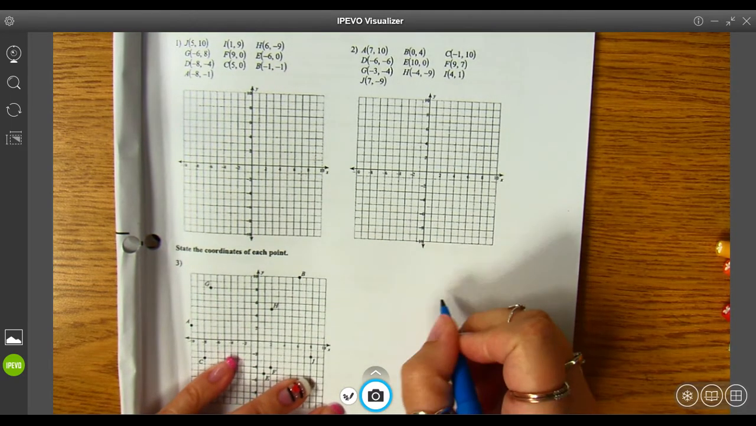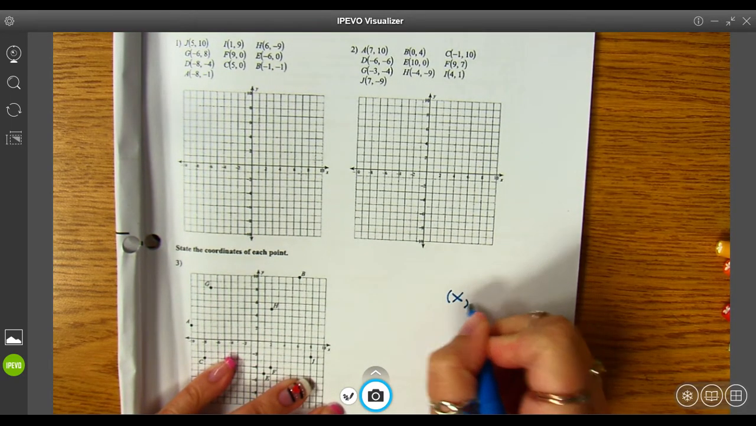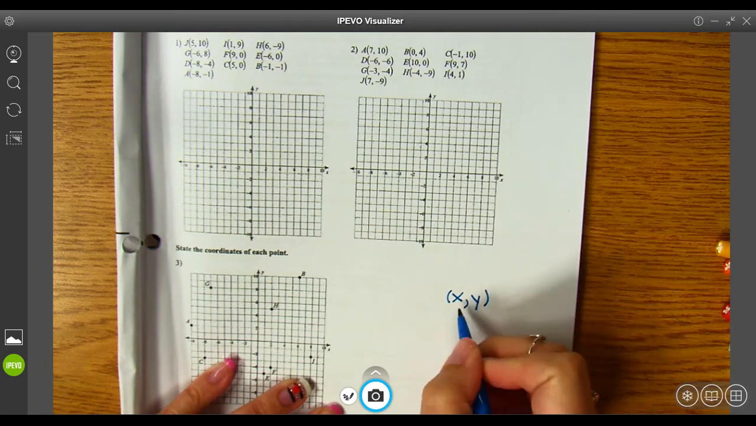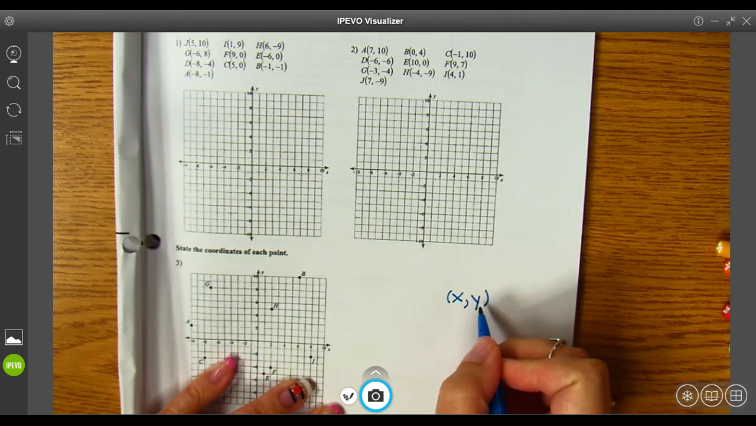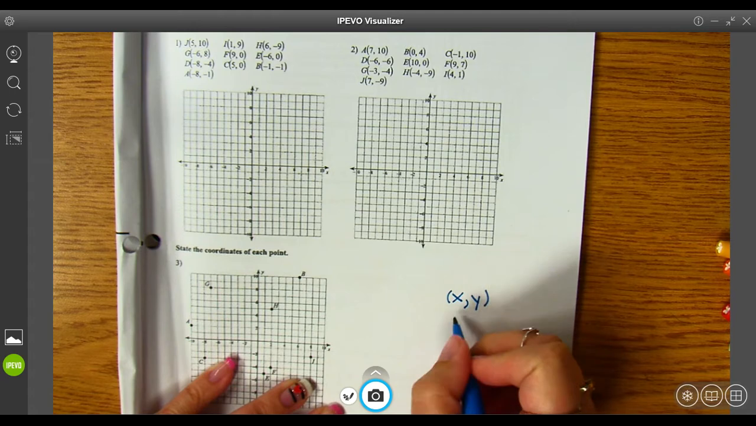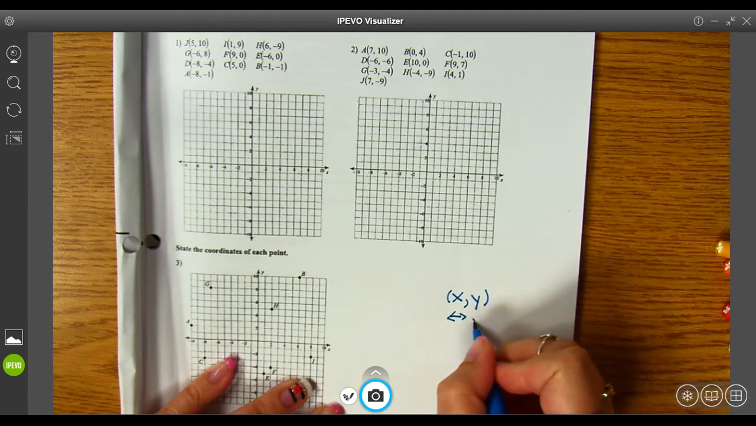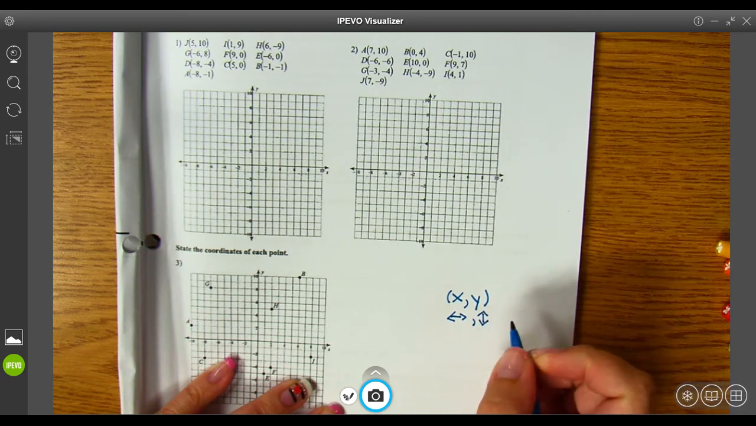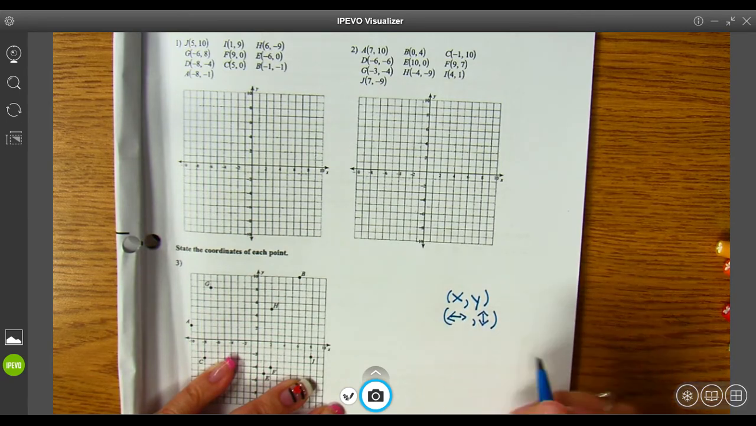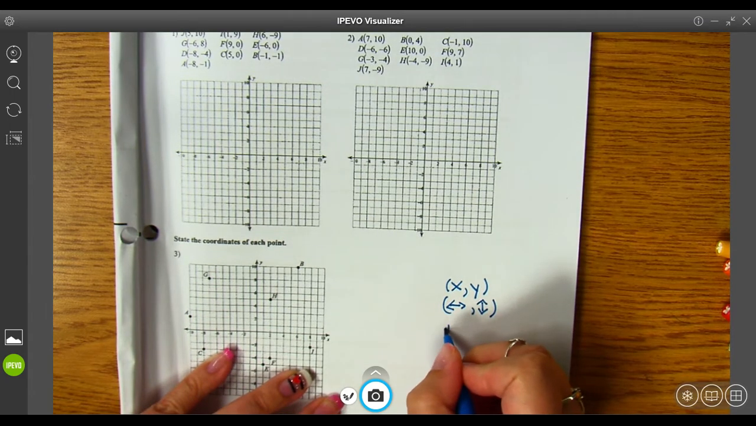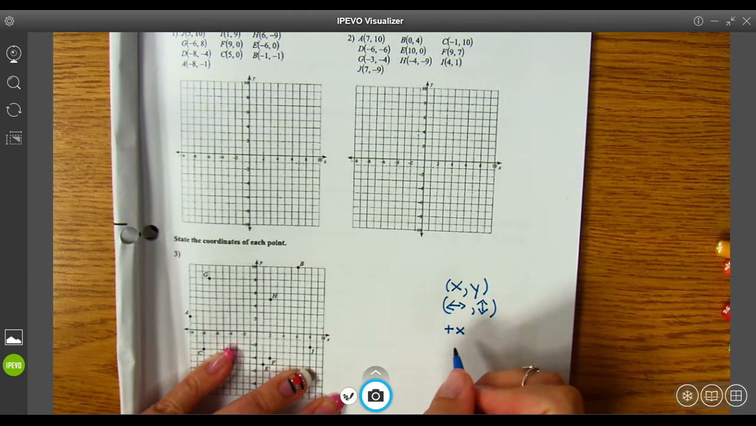So when you graph, they give you an X and a Y coordinate. X is always first, Y is always second. The first number tells you to go right or left. The second number tells you to go up or down. Okay. So if you have a positive X, that means you would go right.